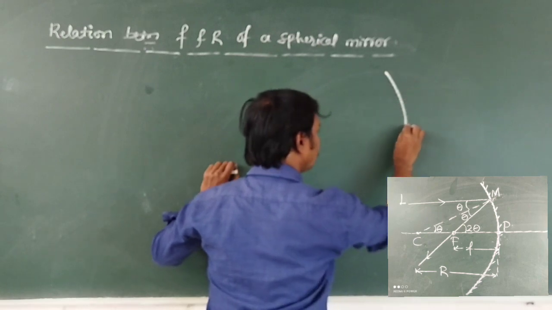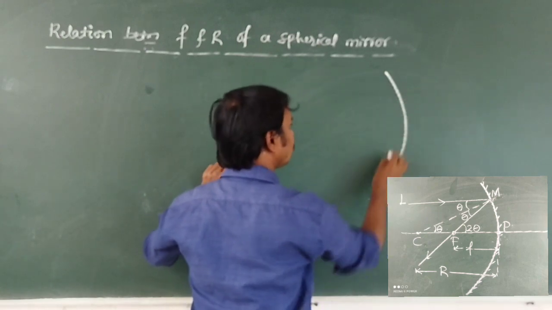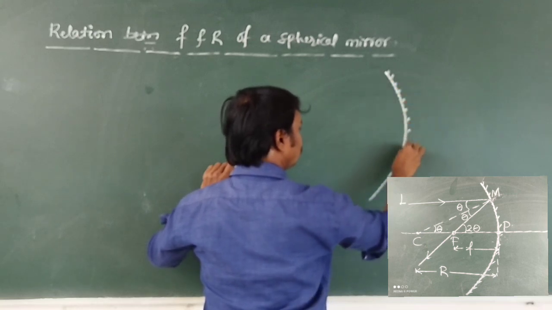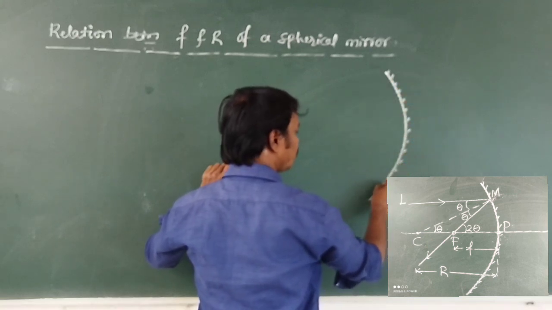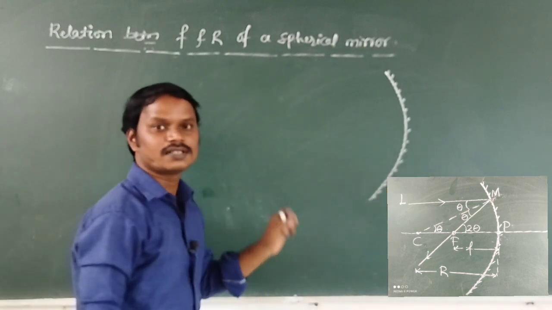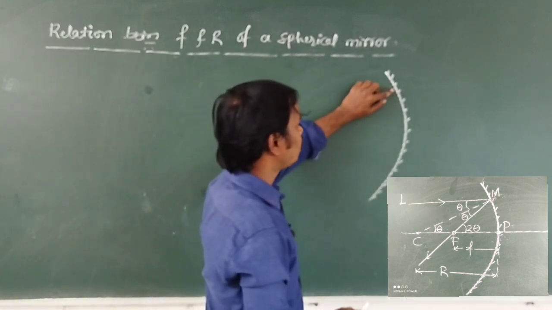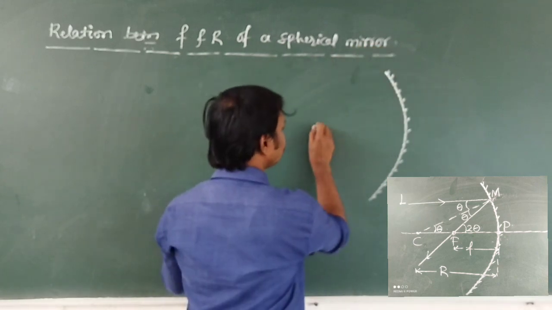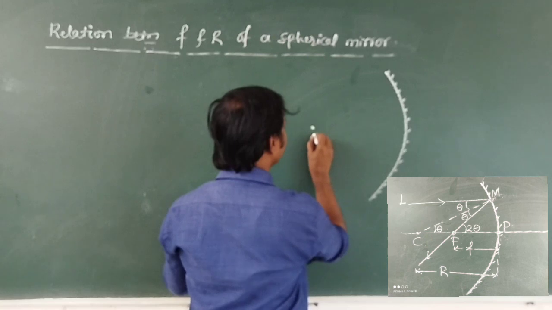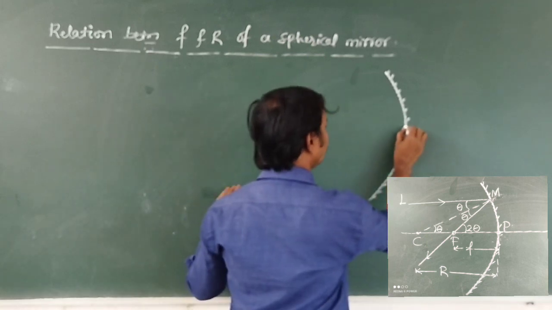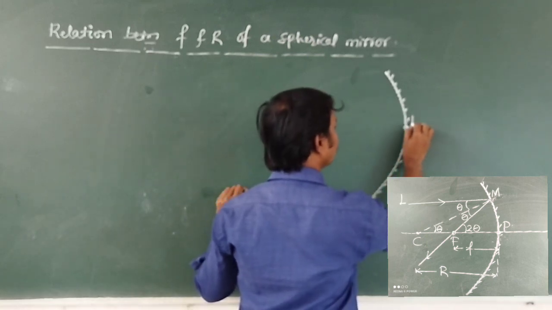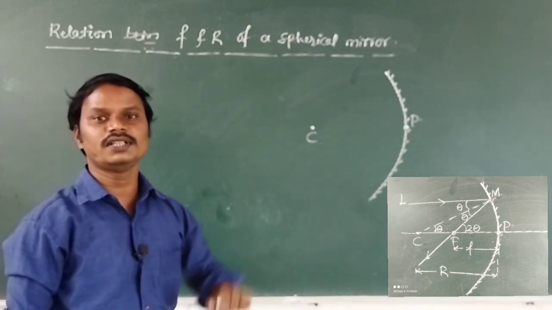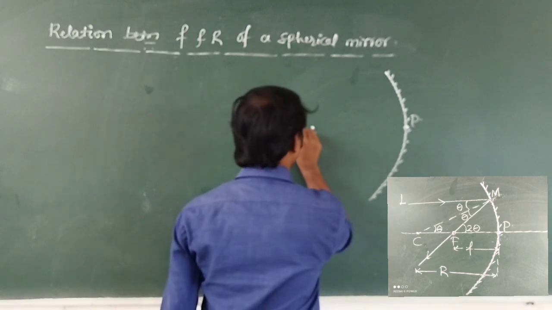Consider a concave mirror. This is a concave mirror. What is a concave mirror? It is a spherical mirror whose reflecting surface is towards the center of curvature. This is the reflecting surface and this shaded surface is the silvered surface. Now there is the center of curvature, which can be represented by C, and the pole of the spherical mirror, which can be represented by P. The line passing through C and P is called the principal axis.